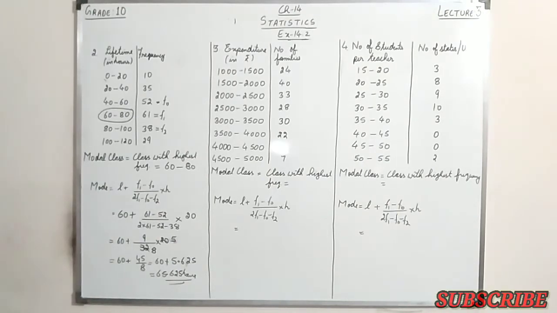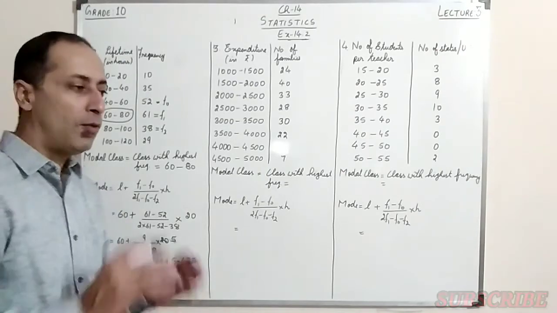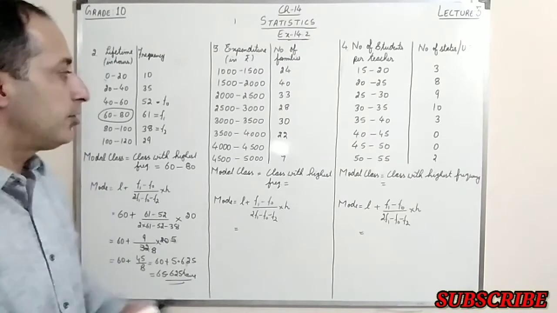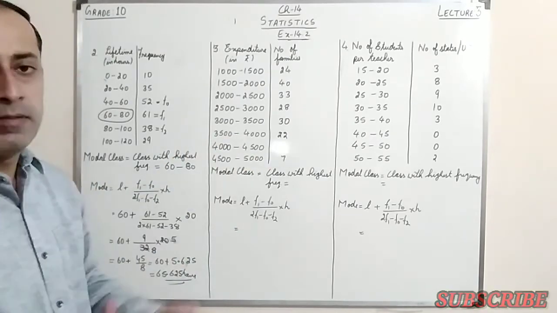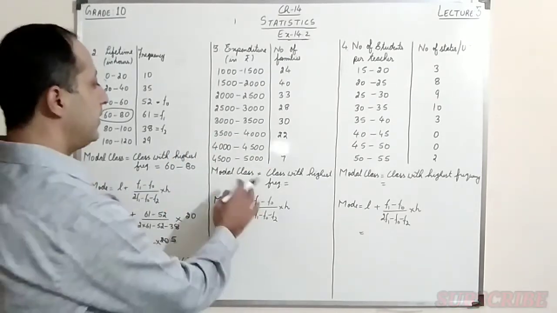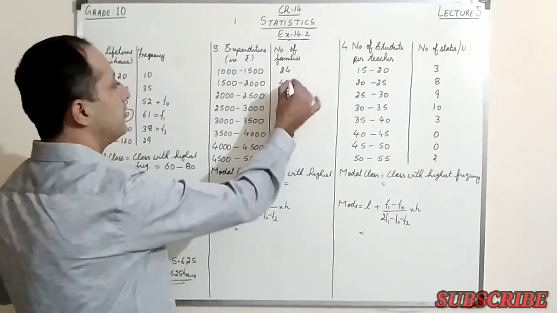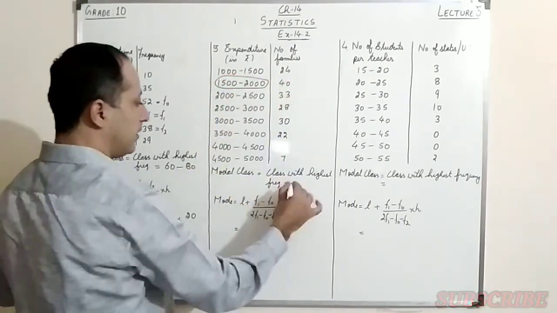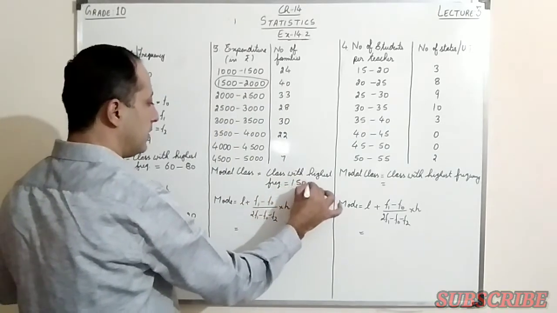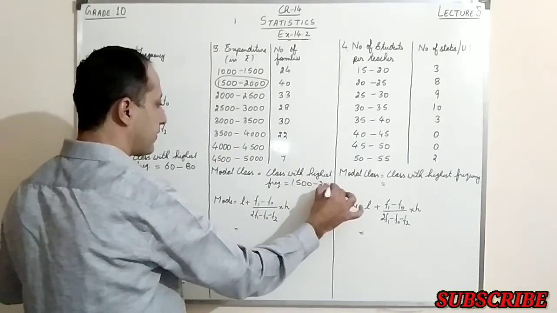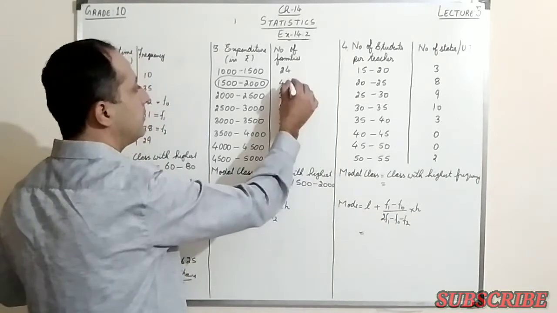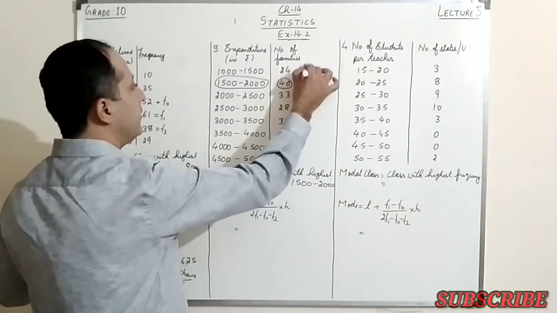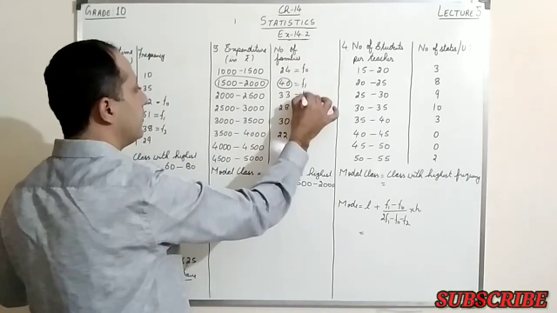Let's go to the next question. The mode is basically the easiest of the measures of central tendency. I've already written the question, we just discuss. Again, the modal class is the class with the highest frequency. So this is the modal class, 1500 to 2000. This is our f1, this will be f0, and this is f2.